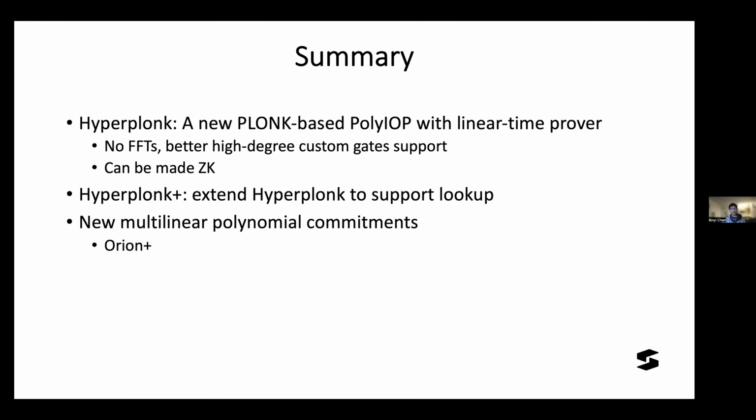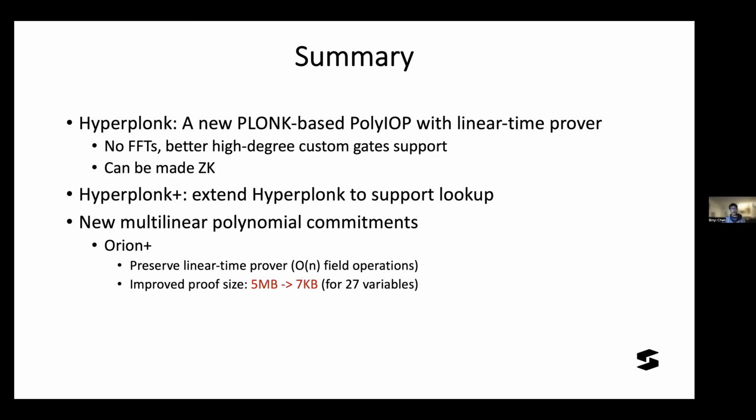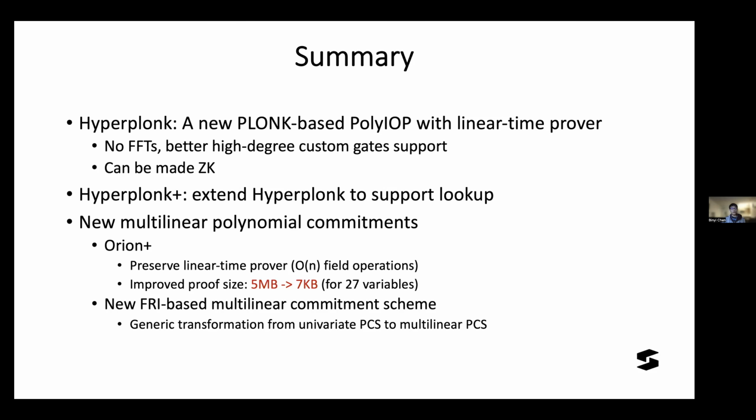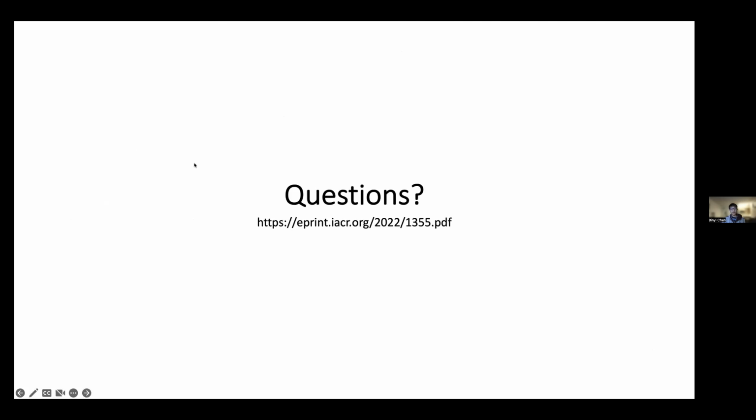improve the state of the art, which includes Orion+, which preserves linear time and has a really small proof size, and a new FRI-based multilinear commitment scheme that generically transforms any univariate PCS into a multilinear PCS. Okay, so that's it, and thank you so much. Any questions?